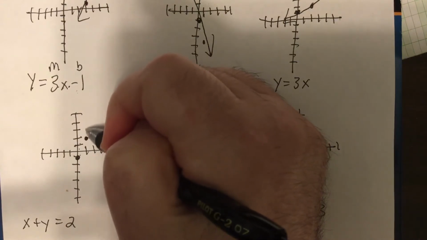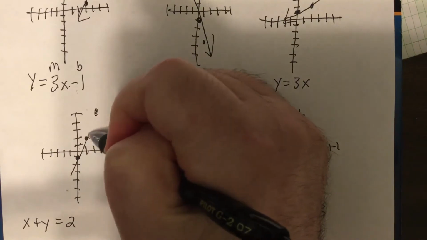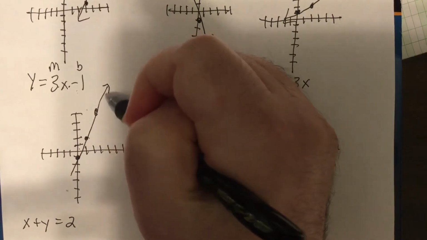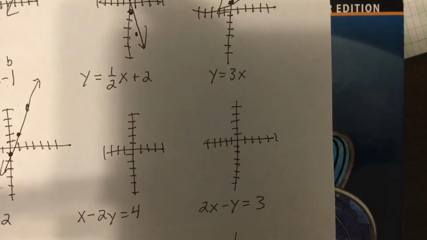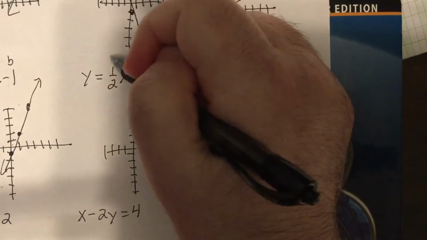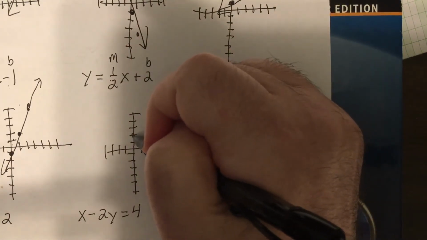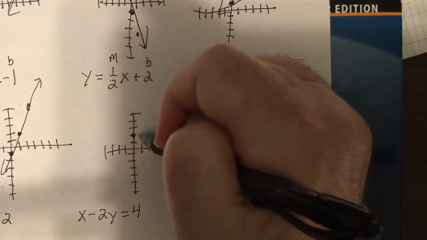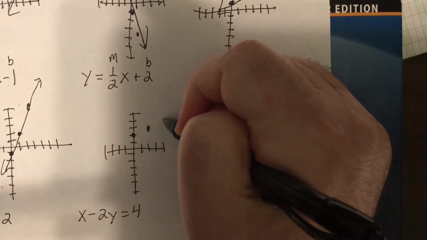Now, I like 3 points, but you're going to learn in geometry you really only need 2. But it seems like with 3 you graph a little better. So here we go. Y-intercept, slope. So 2, 1/2 would be up 1 over 2. Up 1 over 2.